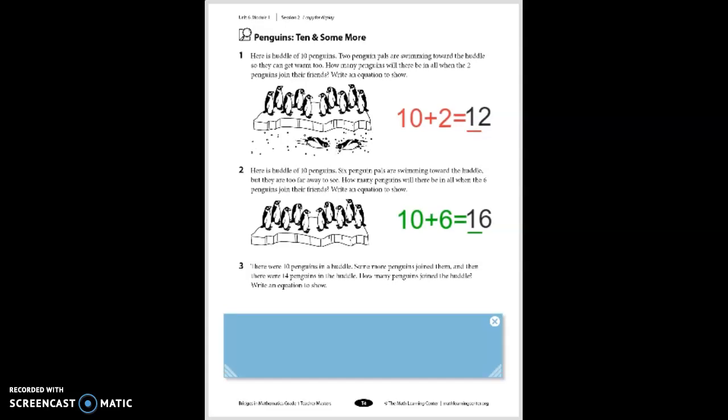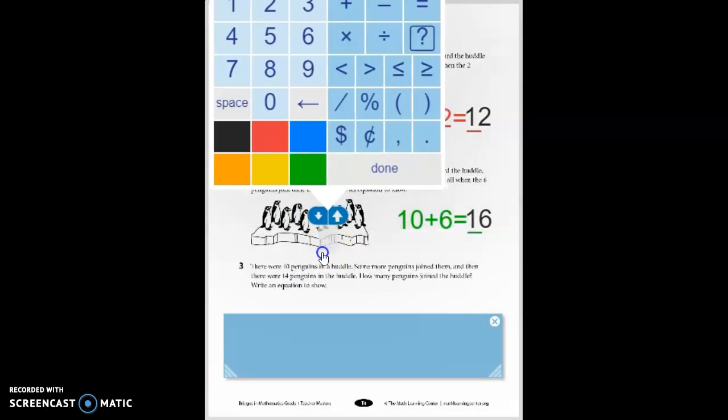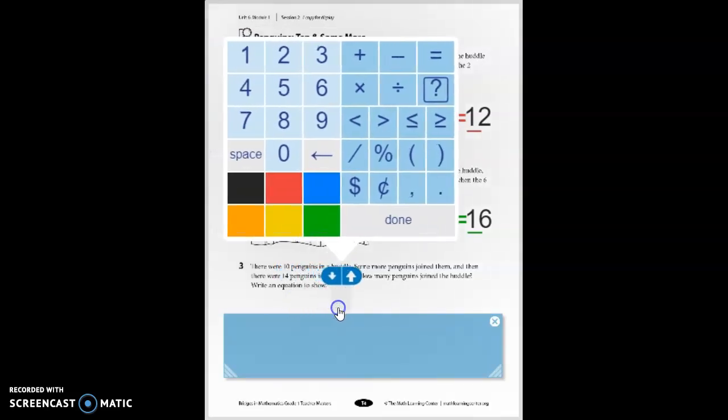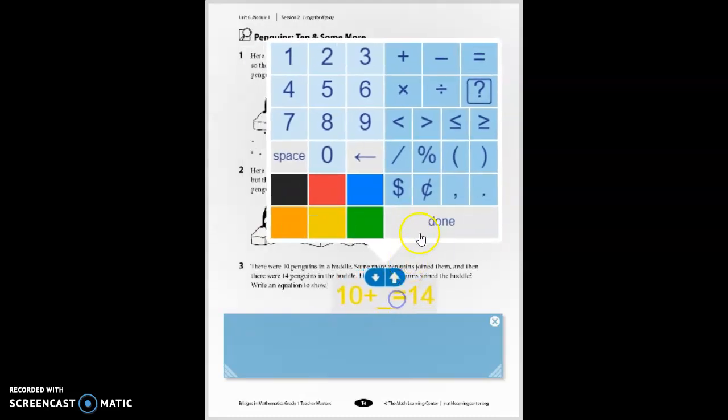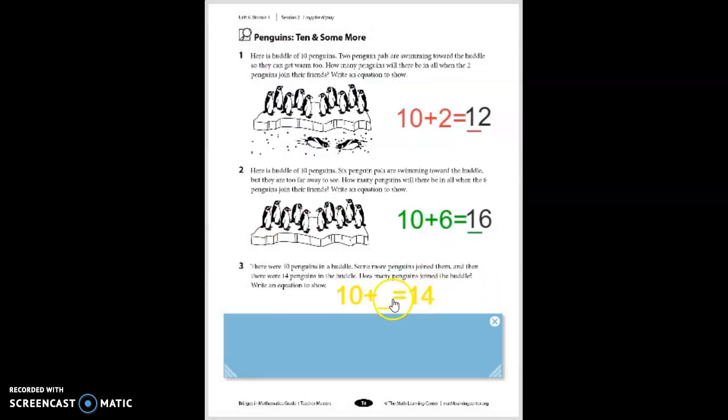So it says that there were 10 penguins in a huddle. So I'm going to start writing my equation. 10 penguins in the huddle. Okay. Some more penguins joined them. But how many? We don't know, but they're joining, so plus unknown. And then there were 14 penguins. So then altogether there were 14. How many penguins joined the huddle?